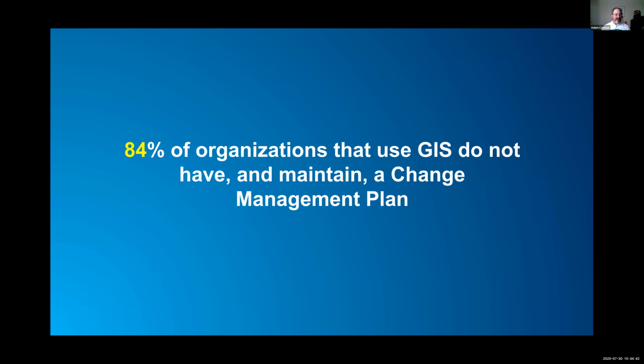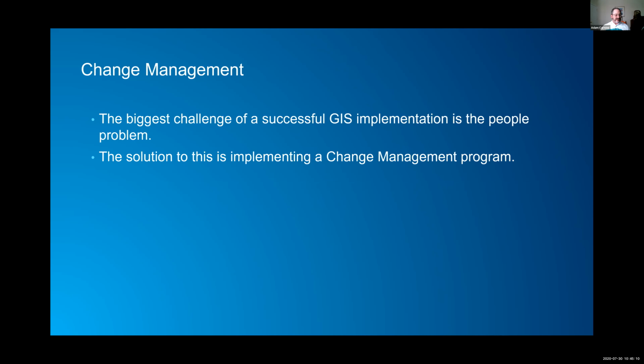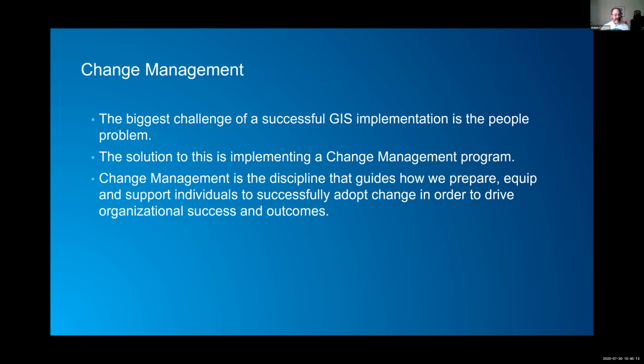So sure enough, my next number from my survey is that 84% of organizations that use GIS do not have and maintain a change management plan. So if you've got a change management group in your organization, go talk to them and tell them that you want to get involved and implement change management in your GIS. If they don't, then start to identify some ways to learn more about change management on your own. So again, the biggest challenge of a successful GIS implementation is the people, and we deal with the people with change management. So the solution to that is implementing a change management program.